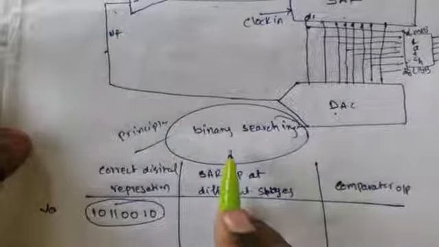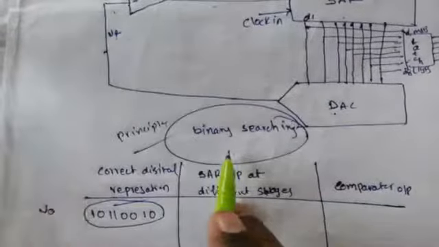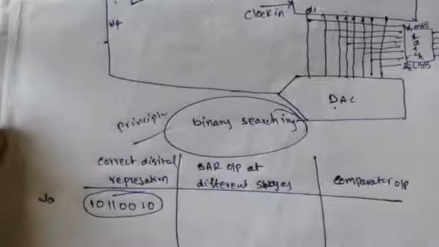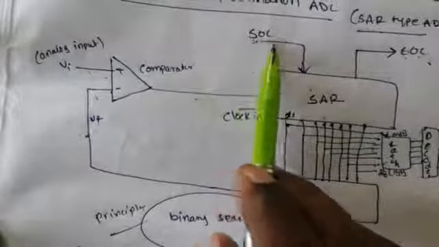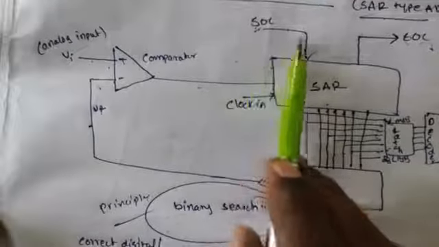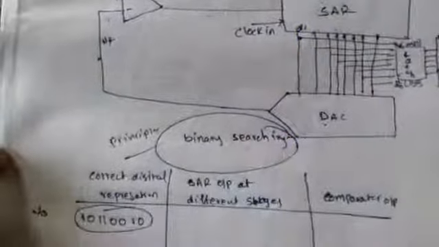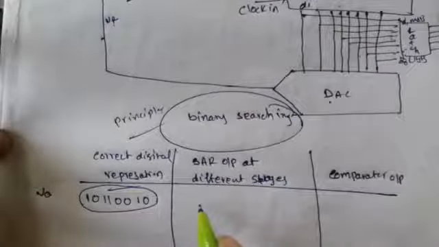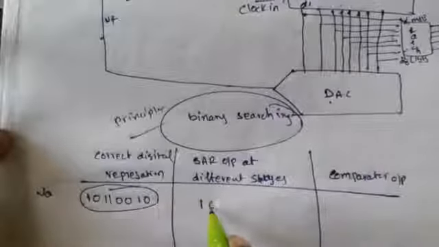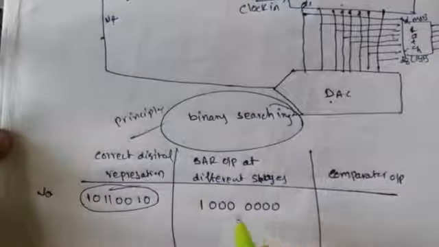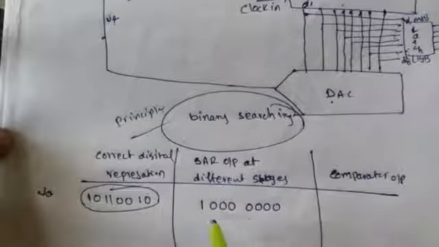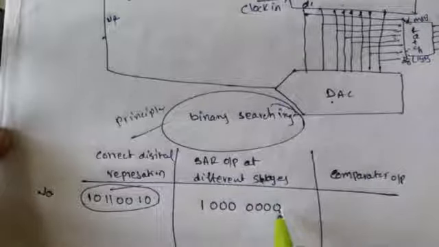By using the binary search operation, we are converting that. So according to the binary search operation, initially when the start of conversion button is activated, the MSB bit is 1 and the remaining are all 0; it will be initiated. Total it is 8 bit. So the MSB position is 1, the remaining are all zeros.